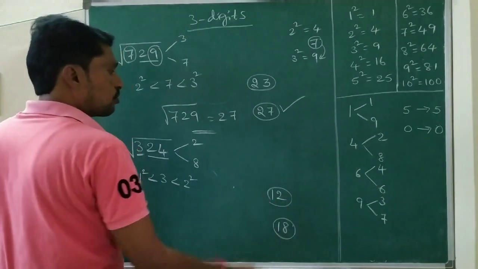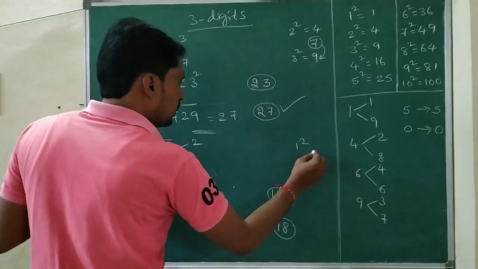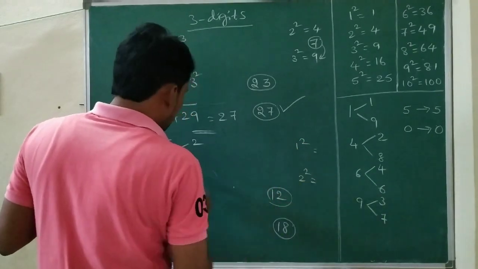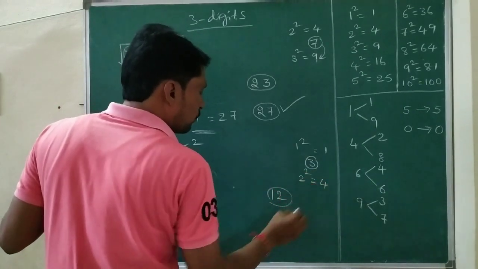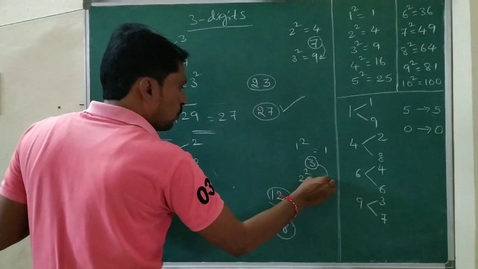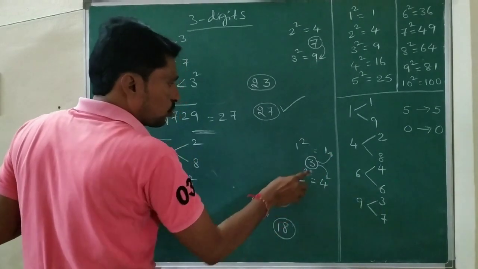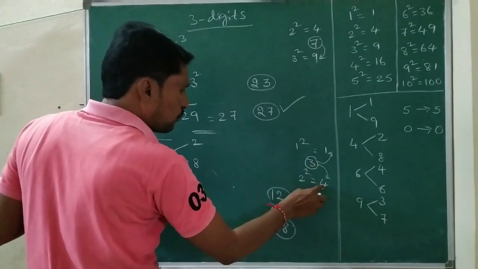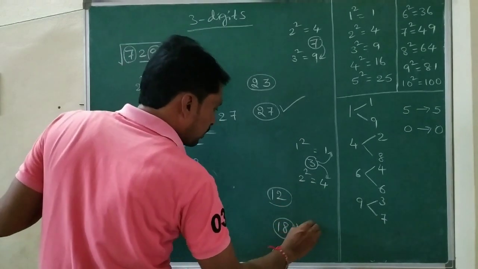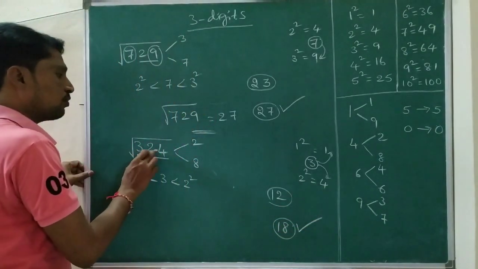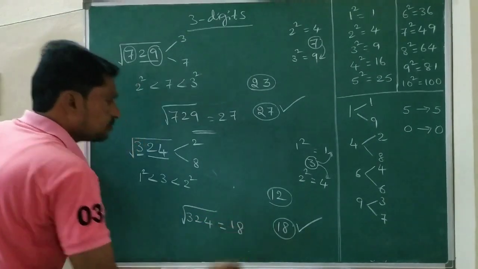Now which one is suitable? Check it once. 1 square is 1 and 2 square is 4, and the number is 3. Is 3 nearer to 4 or nearer to 1? It is nearer to 4 only. So 4 is the greater number, which means we choose the greater number as the square root of 324. So the root value of 324 is 18.